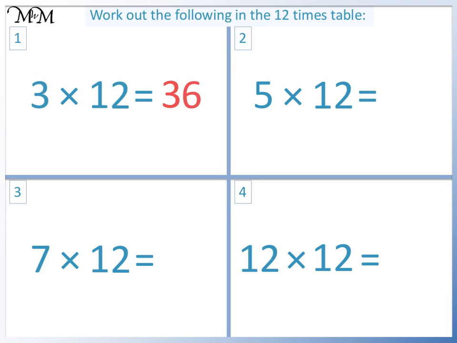Question 2. 5 times 12 equals 60. Question 3. 7 times 12 equals 84. Question 4. 12 times 12 equals 144.